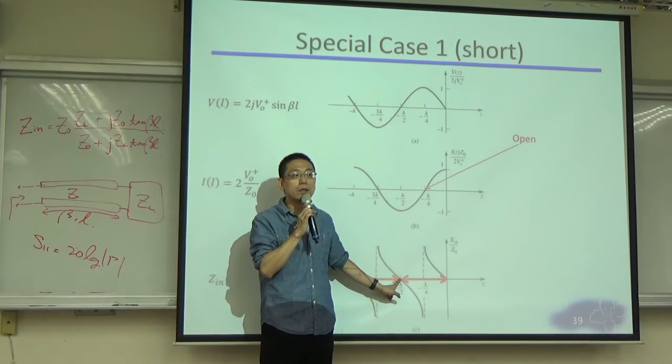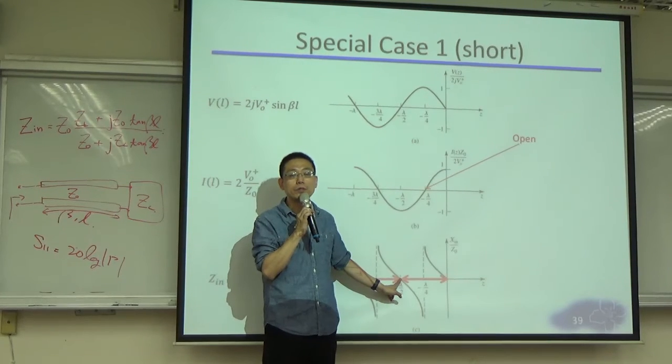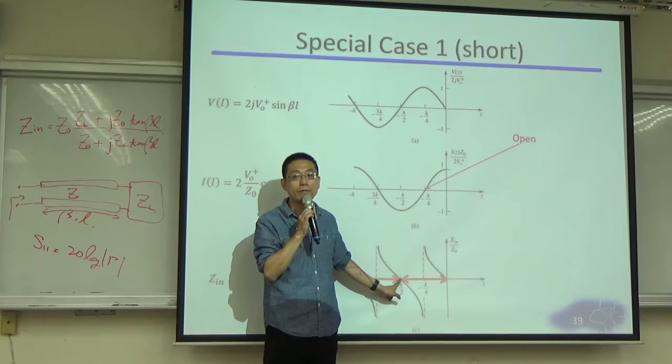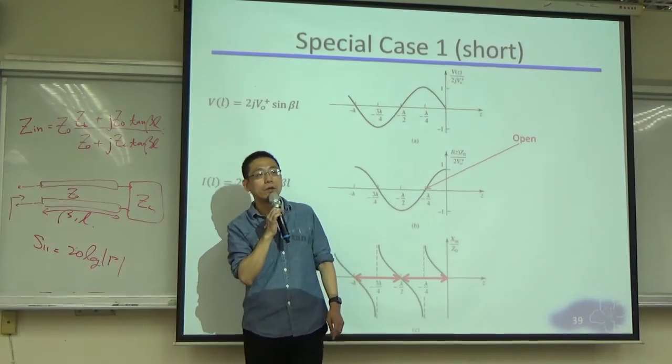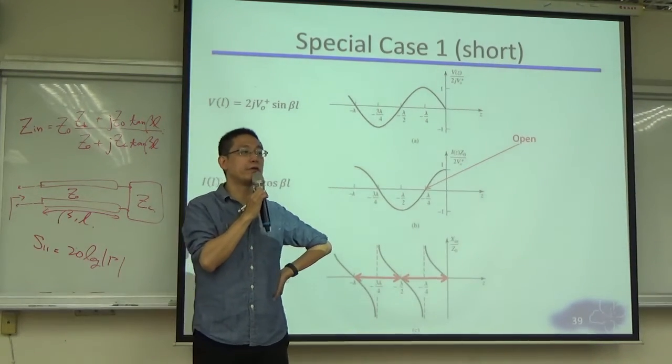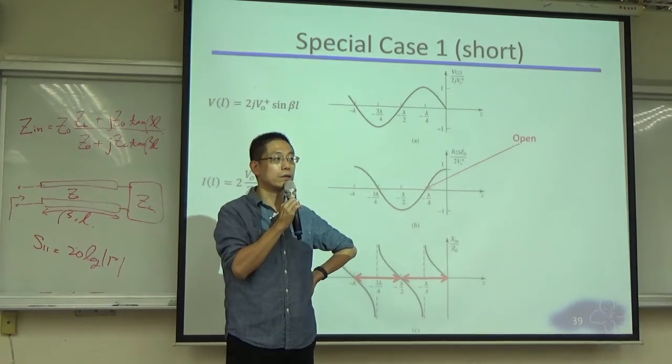So what is the quarter wave transmission line? You need to understand what the wavelength is. What happens if your frequency is very low? What happens?